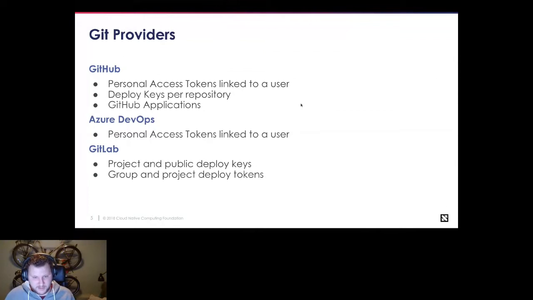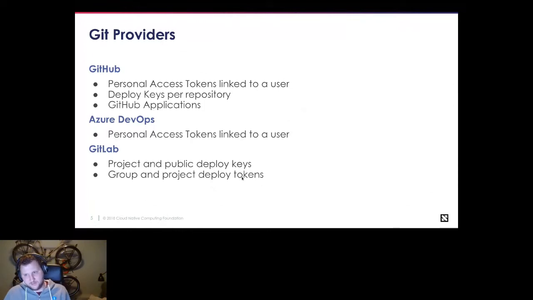Flux supports Bitbucket. Yes, it does. Flux supports basically any Git provider. It's more of a question of whether the Flux CLI supports the installation in an easy way. So there are a set of Git providers that Flux has documentation for how you install Flux. But then there are kind of caveats in that.